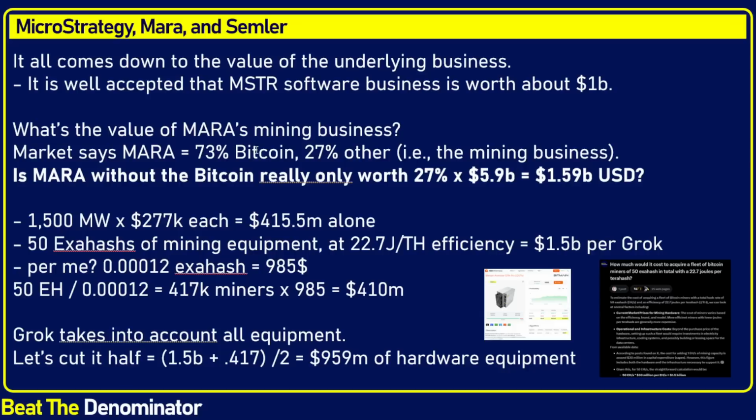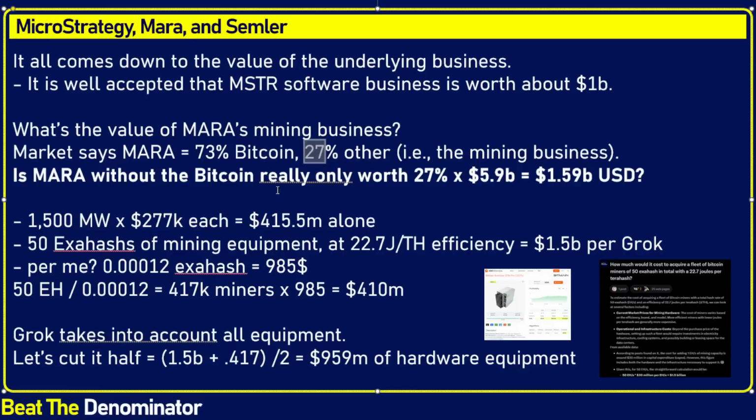For Mara, though, let's talk about Mara. The market tells us that Mara right now, if you look at the market cap, is 73% Bitcoin and 27% other. Non-Bitcoin is 27%. So really, Bitcoin is fungible. It's sellable. It's easily sellable.